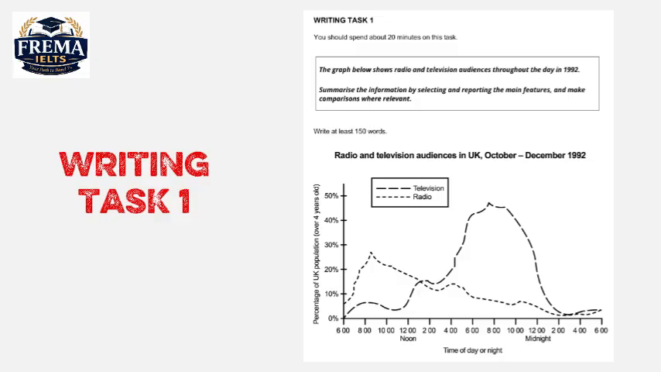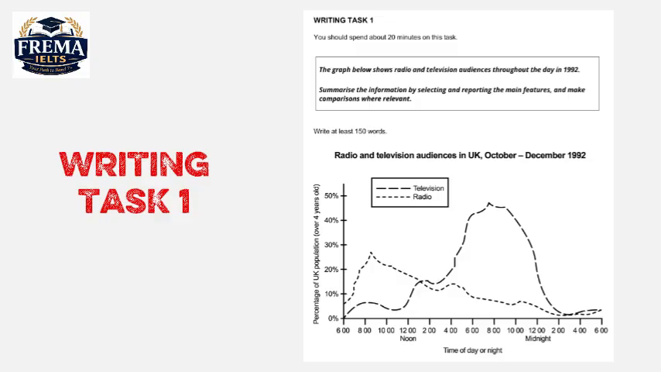Remember the goal of Task 1. In Task 1, you should describe visual information such as a graph, chart, table, map, or process diagram. You should summarize the main features, compare key details when necessary, and present the information clearly in your own words, without giving personal opinions. Now, let's look carefully at this IELTS Academic Writing Task 1 sample.